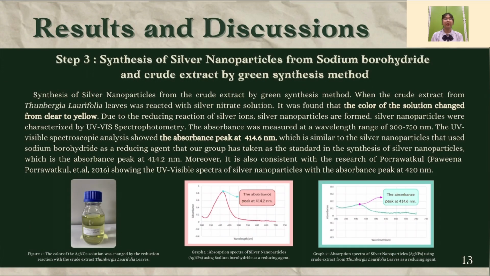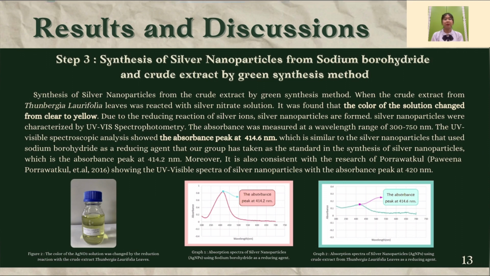Next, Step 3, synthesis of silver nanoparticles from the Crude Extract by the green synthesis method. The color of the solution changed from clear to yellow when the Crude Extract from Thunbergia Laurifolia leaf reacted with silver nitrate solution. Due to the reduction reaction of silver ions, silver nanoparticles are formed, and they were characterized by UV spectrophotometry in the wavelength range of 300 to 750 nanometers.